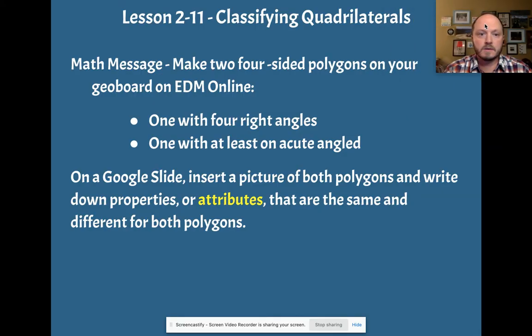Anyway, so let's get into talking about our math message, all right? And it says, make 2 4-sided polygons on your Geoboard on Everyday Math Online. And we want one with 4 right angles and one with at least 1 acute angle. Oops, I have a typo there. Anyway, on a Google slide, insert a picture of both polygons and write down properties or attributes that are the same and different for both polygons.